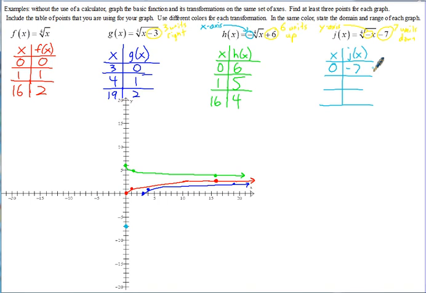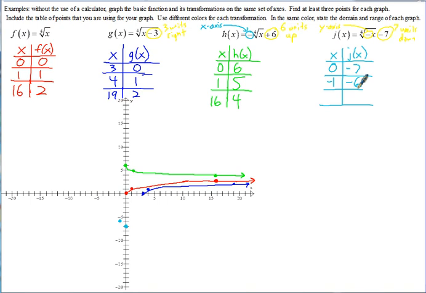Now let's take the point that was at 1, 1 on our original function. So if you plug in 1, 1, reflected about the y-axis, that's going to be over here at negative 1, 1. And then shifted 7 units down. 1, 2, 3, 4, 5, 6, 7. That's going to be a negative 1, negative 6 right there.